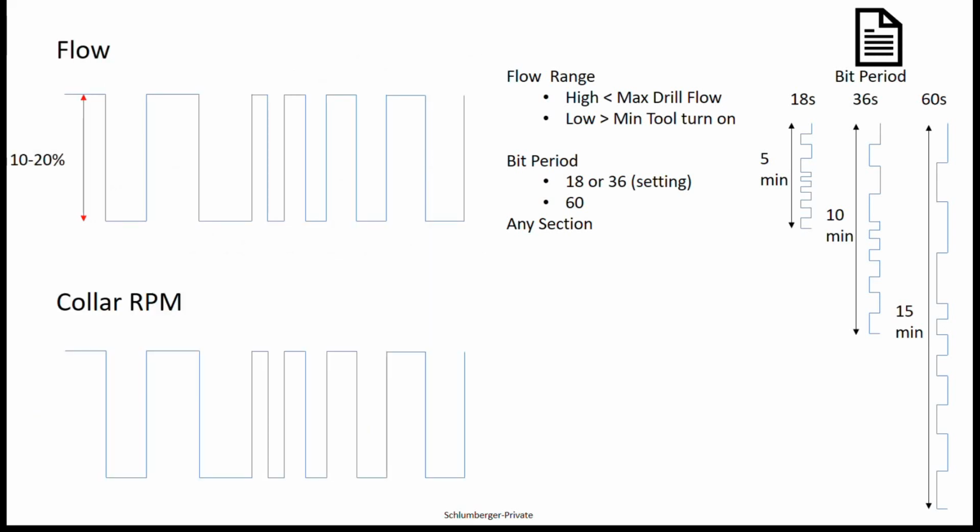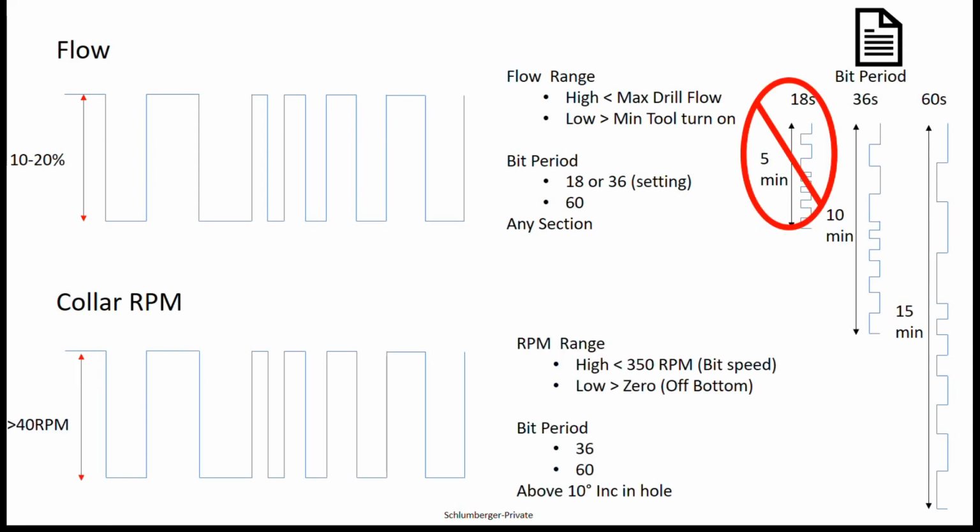Next, you want to note that it can accept an 18, 36, or 60 second bit period. The 18 or 36 depends on what setting the tool is in downhole. So you have to tell it, okay, I'm going to send an 18 or I'm going to send a 36, before it can accept those. The 60 second requires no predetermined setting. It can accept a 60 second bit period at any time. Also, the last thing to note for a flow downlink is you can send this in any section of the wellbore. So completely vertical, in the tangent, curve, lateral, it doesn't matter. You can send a flow downlink.